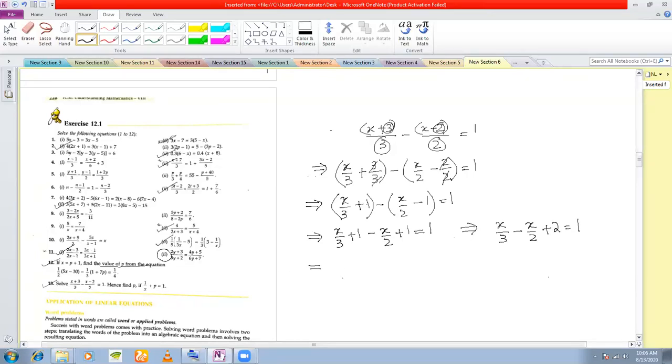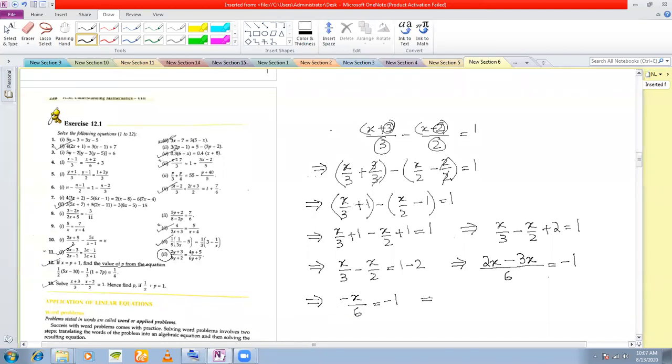That means now you keep the x's on the left hand side, x by 3 minus x by 2. I keep on one side, and I take 2 on the other side. It becomes 1 minus 2. Now you take the LCM. LCM of 3 and 2 is 6. So 6 divided by 3 is 2 and you multiply that 2 with x, minus 6 divided by 2 is 3 and you multiply that 3 with this x, which is equal to minus 1. 1 minus 2 is minus 1. 2x minus 3x you get minus x by 6 is equal to minus 1.